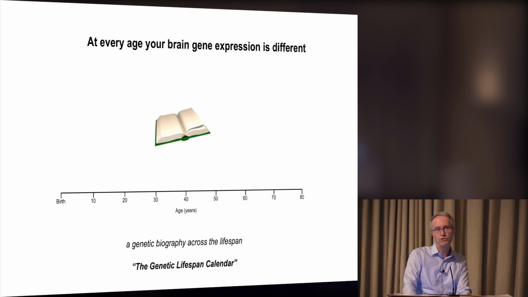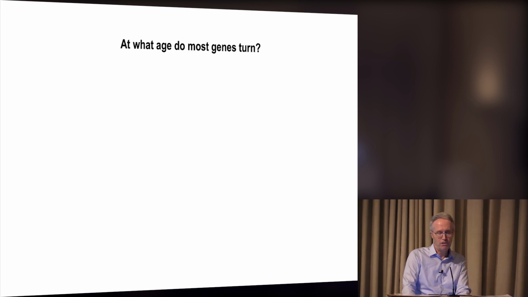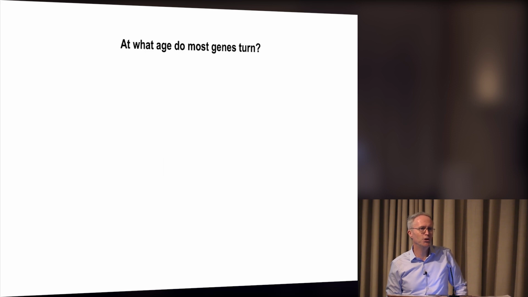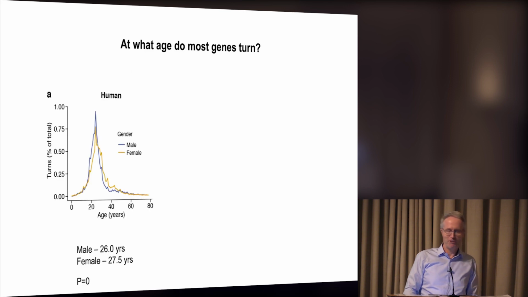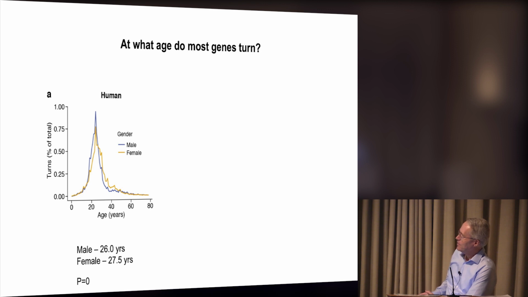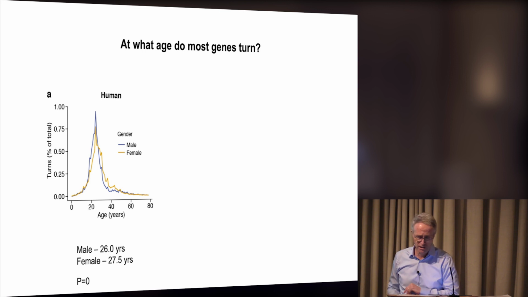Now, this calendar is a pretty interesting thing, and we thought we'd like to ask a few more questions about it. Here's a really obvious one. When do most genes turn? Would anybody like to hazard a guess? 17. Well, here's the graph. Can you see the peak? Males 26, females 27. Highly statistically significant and statistically significantly different.